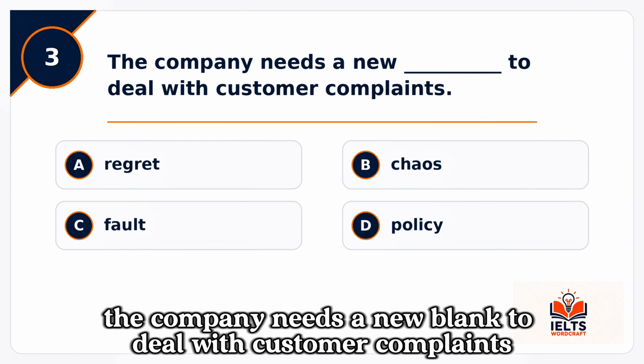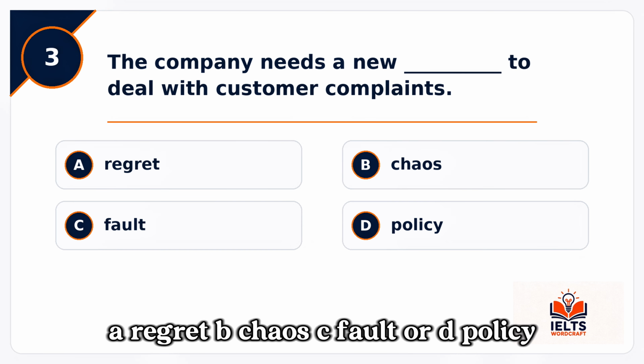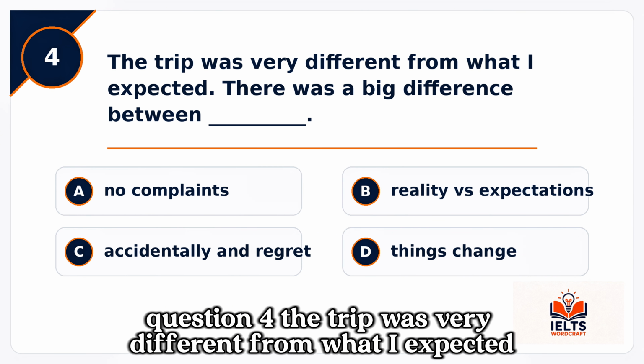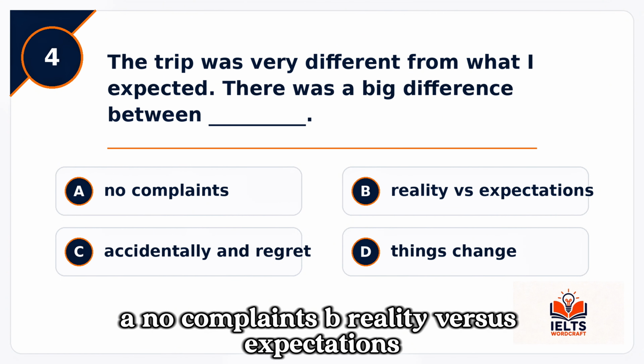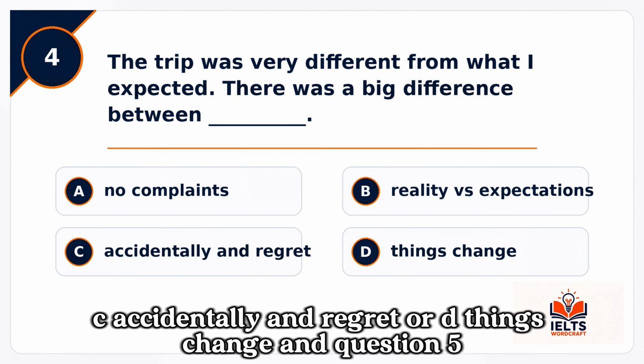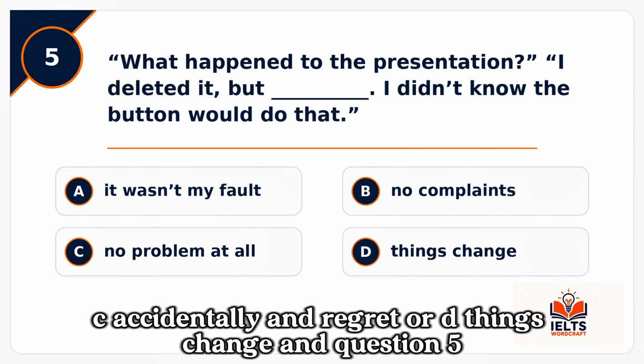Question 3. The company needs a new blank to deal with customer complaints. A, regret, B, chaos, C, fault, or D, policy. Question 4. The trip was very different from what I expected. There was a big difference between blank. A. No complaints. B. Reality versus expectations. C. Accidentally and regret. Or D. Things change.